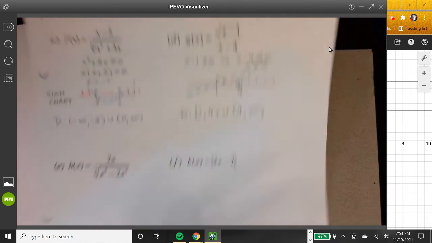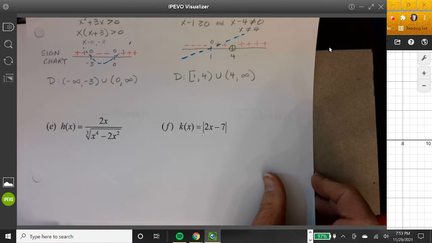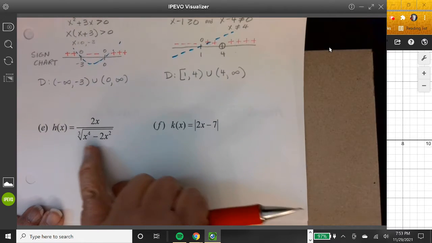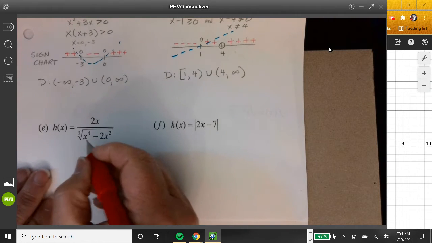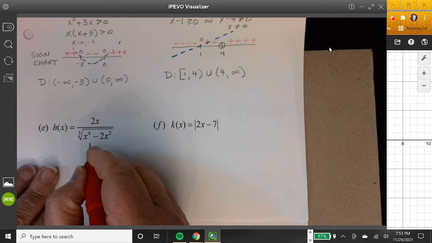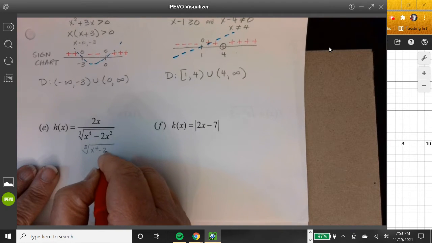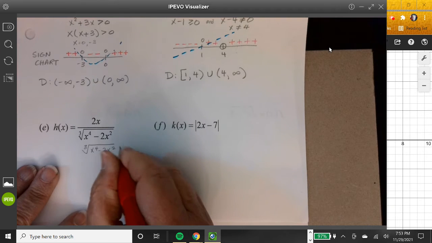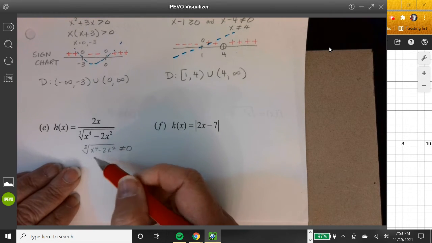Okay. All right, this next one. H of x equals 2x over the cube root. Now, that's not an even root anymore. That's odd. So that's not an issue, except that it's in the denominator. So the cube root of x to the fourth minus 2x squared has to be not equal to 0. Now, it's not equal to 0 because it's a cube root.